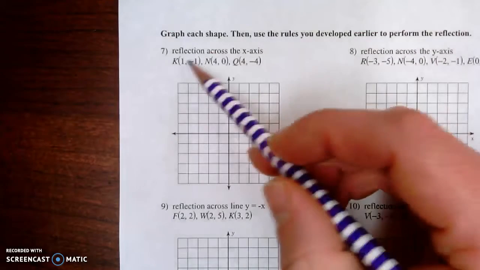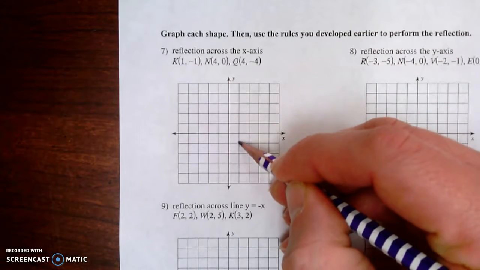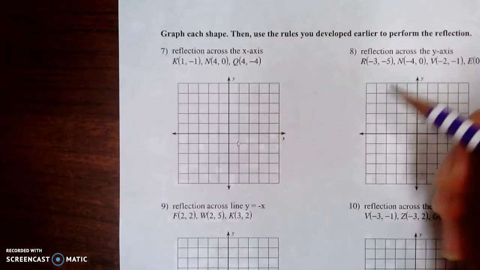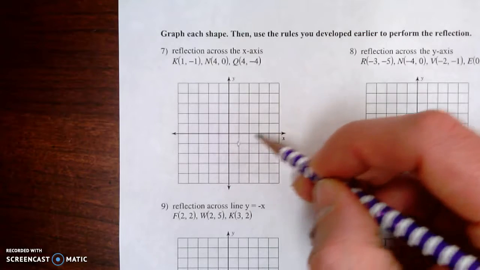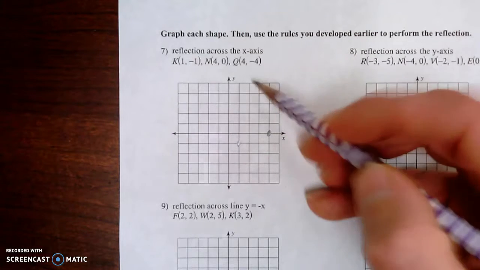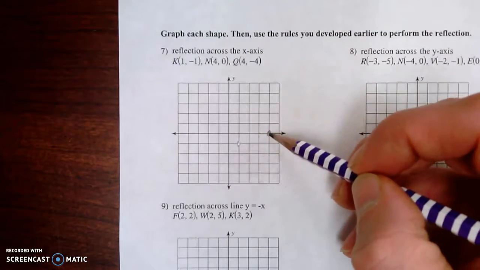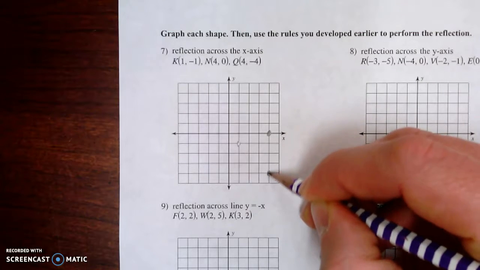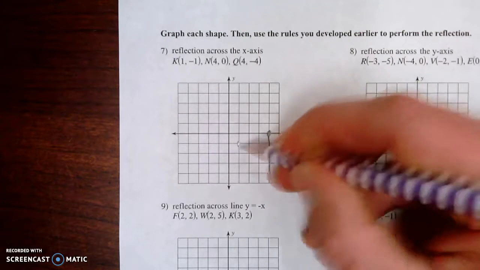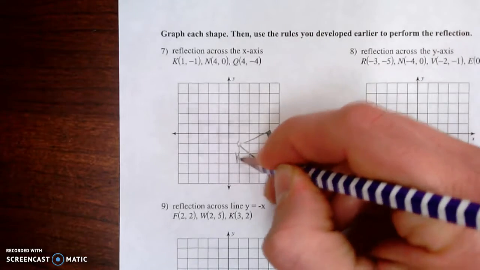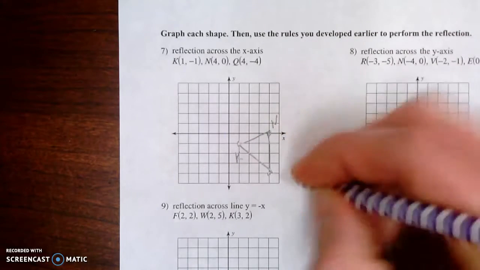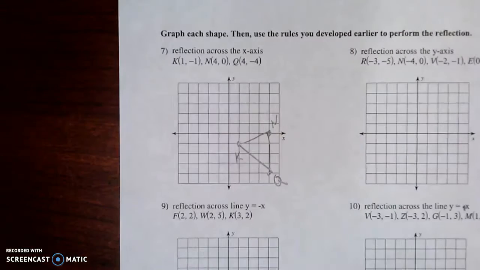Okay, so what you're going to do is first plot the 3 points up here to make that shape. So let's see, K is 1, -1, that's forward 1, down 1. And N is 4, 0, so that's over 4, up/down nothing. And Q is 4, -4, so that's over 4, down 4. And here's that shape. It's important that you label your points. So that's K, N, Q.